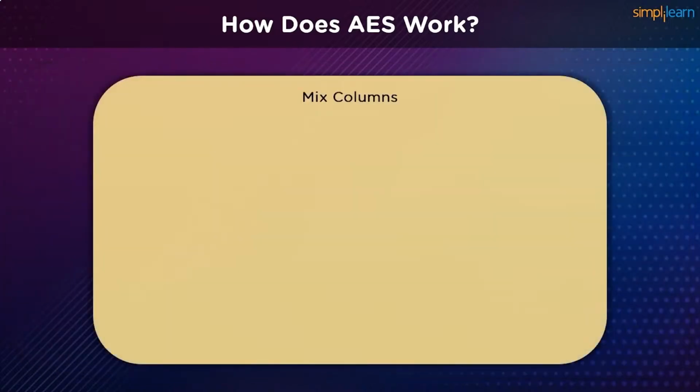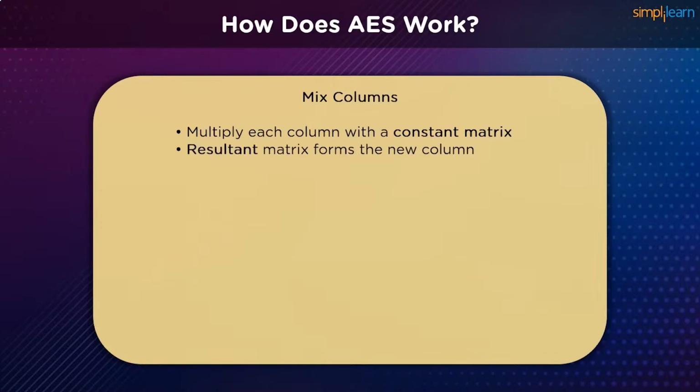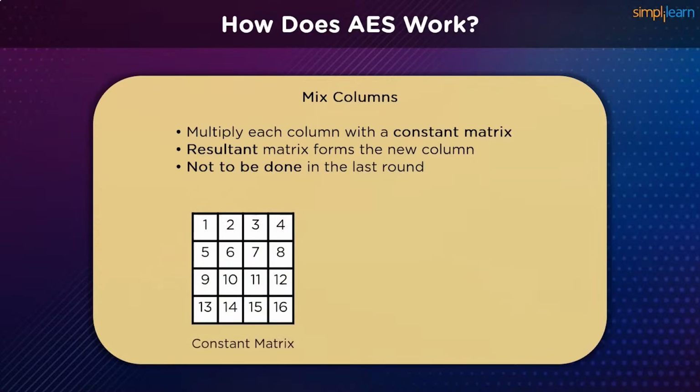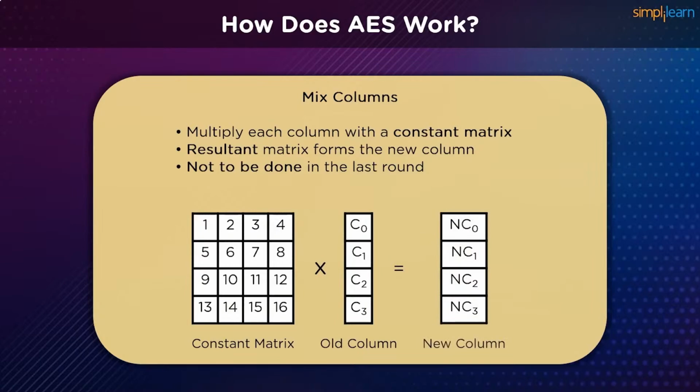In mixed columns, each column of 4 bytes is now replaced using a special mathematical function. The function takes 4 bytes of a column as input and outputs 4 completely new bytes. We will get a new matrix with the same size of 16 bytes, and it should be noted that this phase is not done in the last round of the iteration.